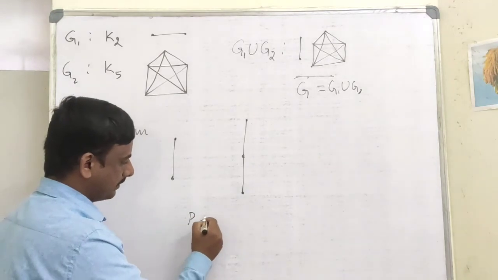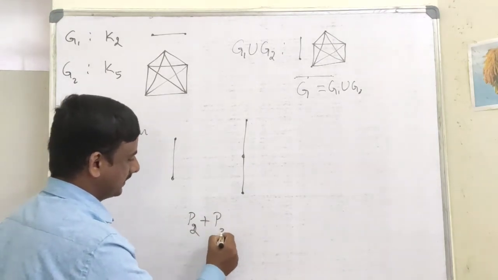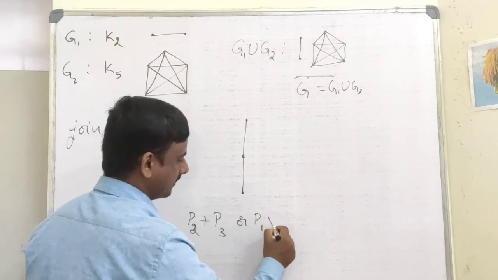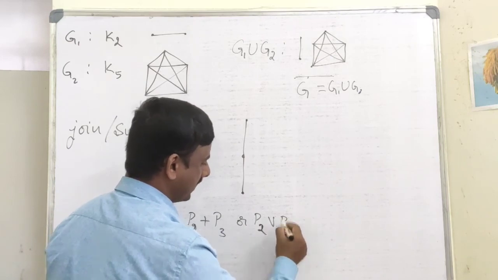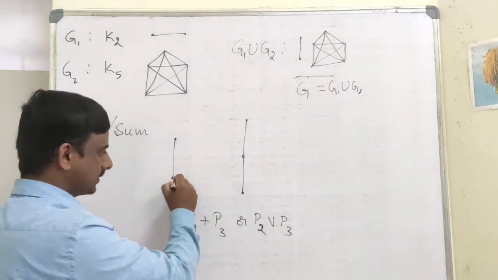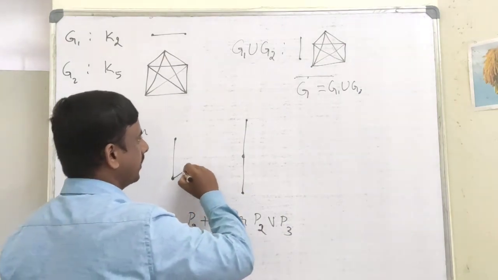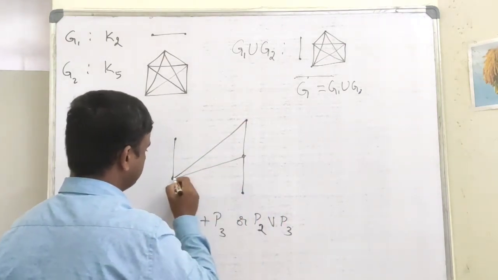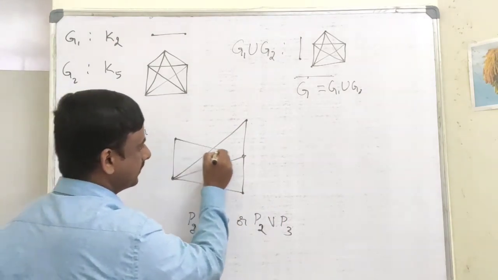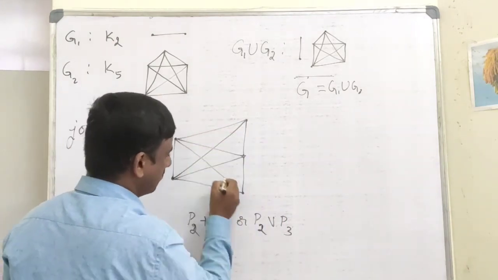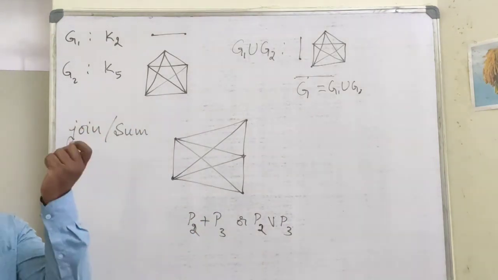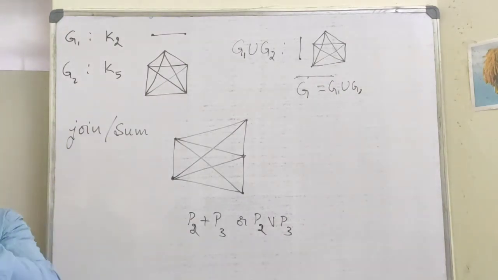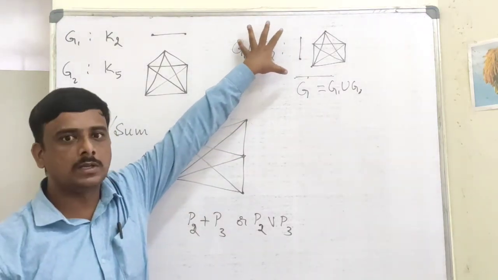Their sum, P2 plus P3, or the different notation for sum, P2 join P3, is given by taking one vertex and joining this vertex to each vertex of the other graph, and then taking another vertex and joining it to each vertex of the other graph. So that is about the sum of two graphs. Each vertex of one graph should be adjacent to every vertex of the other graph. So that is about join. The earlier one was about union of two graphs.